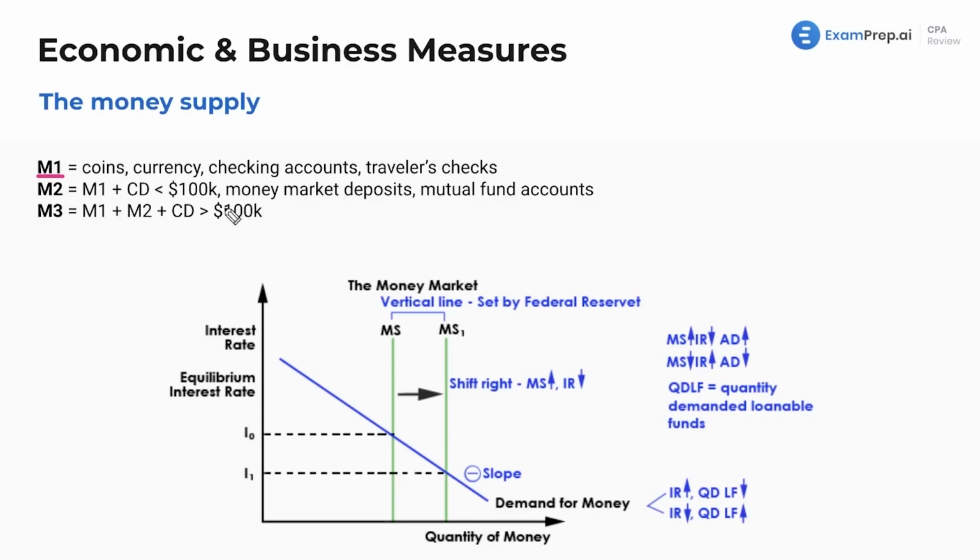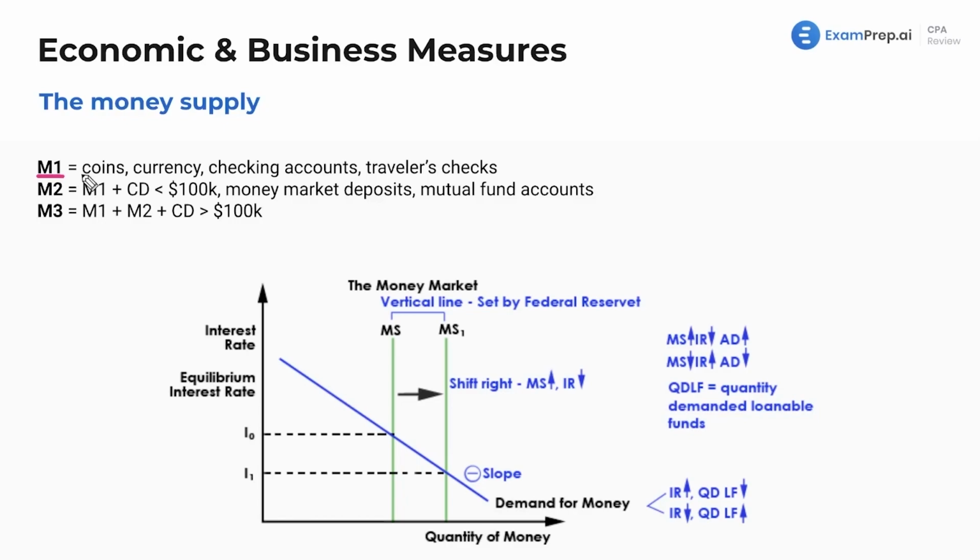You don't really need to know the certificates of deposit less than 100; this really is not critically important. Just a general understanding of this is what you need to know. M3 is both M1 and M2 plus certificates of deposit greater than 100,000. Nothing critically important, just knowing what these are. So if you see them on the test, you're familiar, and you say, okay, I kind of know what the M1, M2, and M3 money supply are.